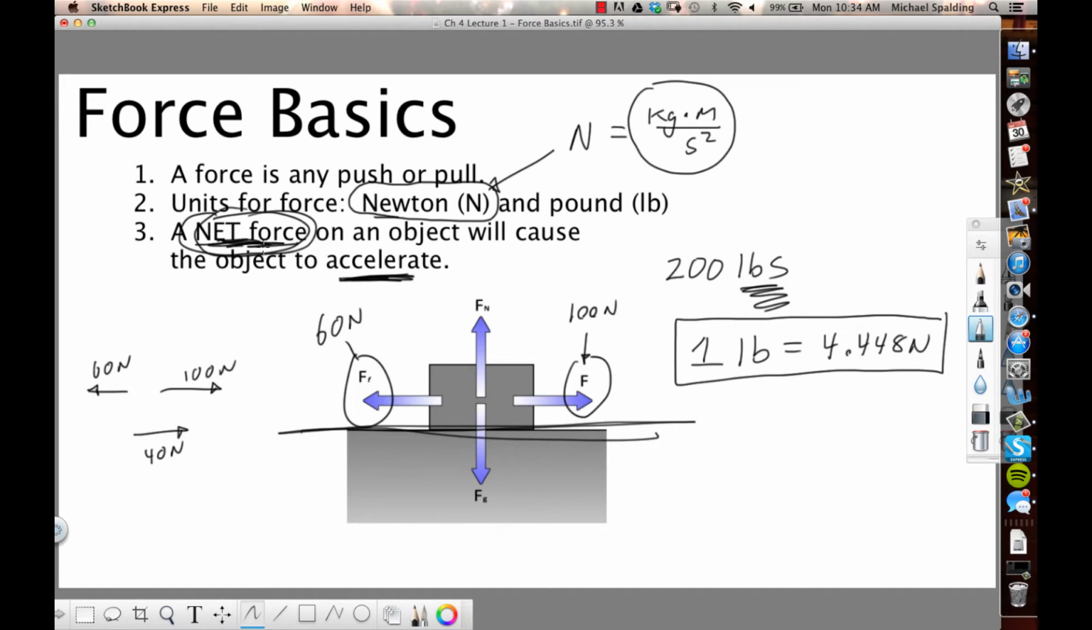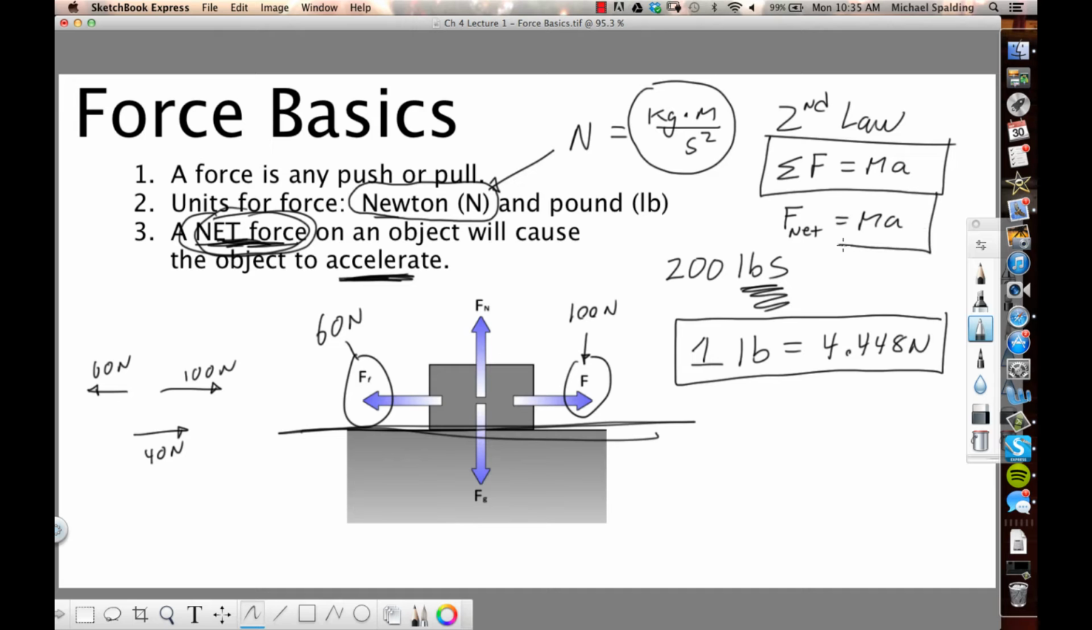Second law, Newton's second law. I'm going to put it up here. Newton's second law is the most powerful of his laws. What it says is that the sum of the forces equals ma. Or another way of saying that is F net equals ma. Those are identical. The sum of the forces and net force mean the same thing. Just be aware of that. We're going to use that a lot.